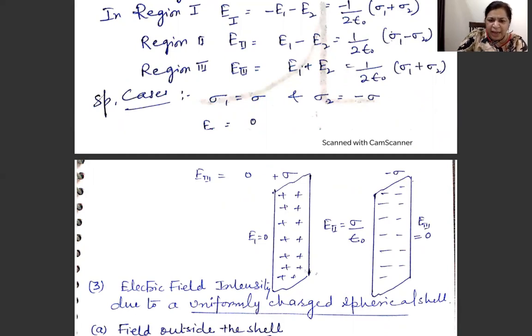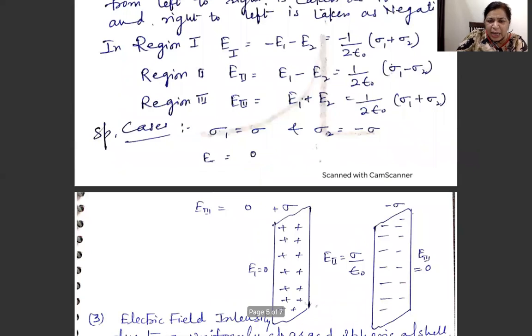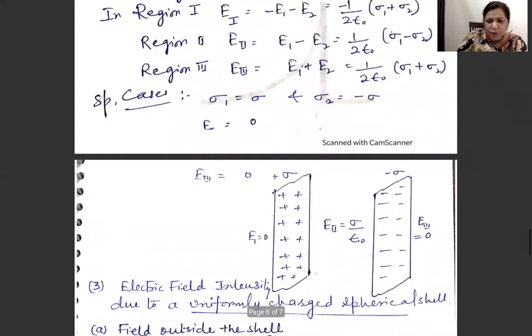So if we calculate the values of E1, E2 and E3 for all three regions, you can see from the formula that in region 1 we have sigma 1 plus sigma 2. If one is sigma and the other is minus sigma, E will be equal to 0. From the second one, you have 1 by 2 epsilon naught (sigma 1 minus sigma 2). If you put in the values plus sigma and minus sigma, you will have sigma by epsilon naught as its value. And similarly, you can see that E3 is equal to 0.